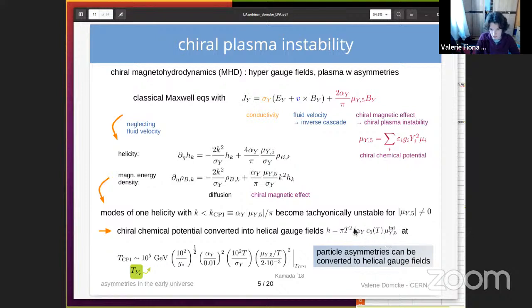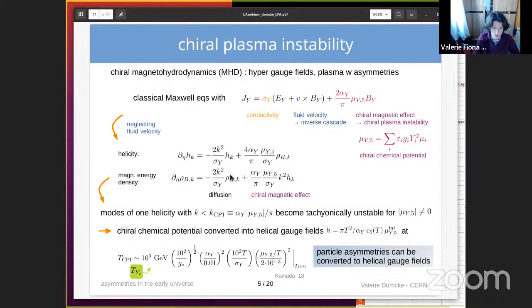So these factors of temperature and alpha, where alpha is the hyperfine structure constant, and this is roughly an order 1 factor, they just come from the coefficients in these equations and dimensional analysis more or less. But essentially, this initial chiral chemical potential will be fully converted into helicity.